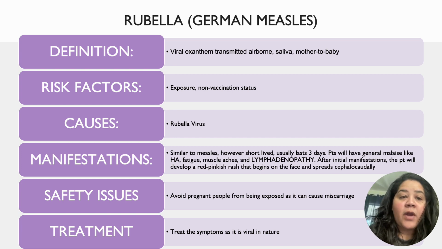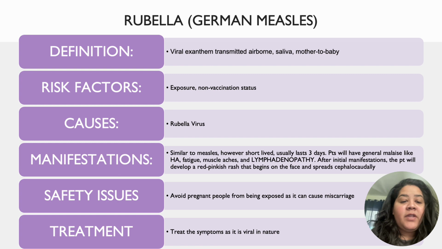Manifestations are key for any of these exanthems, so make sure you understand which manifestations go along with which exanthem. So for manifestations for rubella, they're similar to measles, however, they're short-lived and generally not as severe. This usually lasts about 3 days. The patient will have general malaise, like a headache, fatigue, muscle aches, and lymphadenopathy, which is specific to rubella, so go ahead and make sure you know that. After the initial manifestations, the patient will develop a red, pinkish rash that begins on the face and spreads cephalocaudally. So remember that rubella and measles spread cephalocaudally.